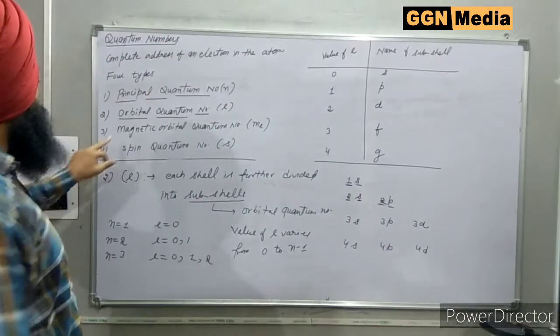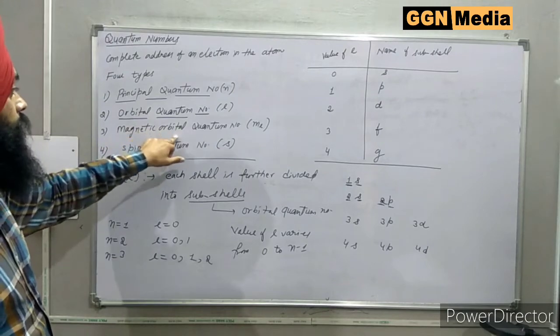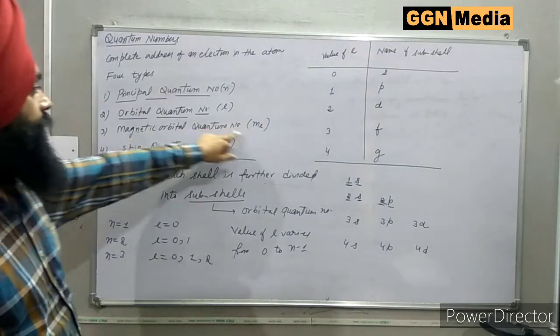So let us move to the third quantum number, that is called magnetic orbital quantum number. It is represented by ml.